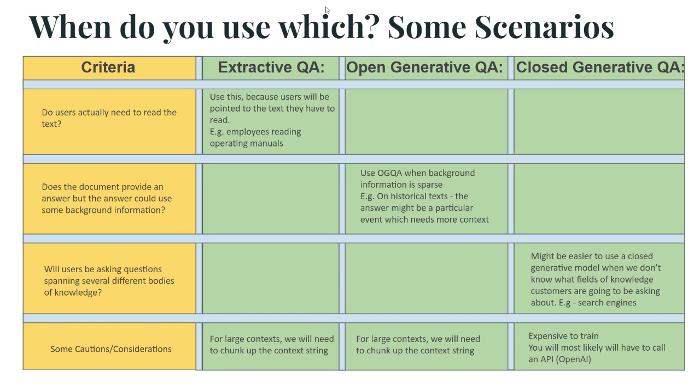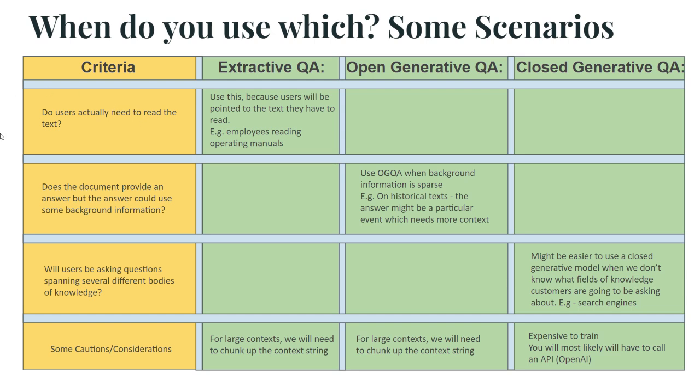Okay, so when do you use which? So here are some scenarios and some criteria. The first one is, do users actually need to read the text, the context string that you provided? So imagine you have a standard operating procedure, and questions are being asked related to it. Then you can basically just point the user to whichever section you want to point them to based off of the question that they're asking. This will be the most effective way of answering the question, and you don't have to summarize this SOP because there might be details that the model will miss.